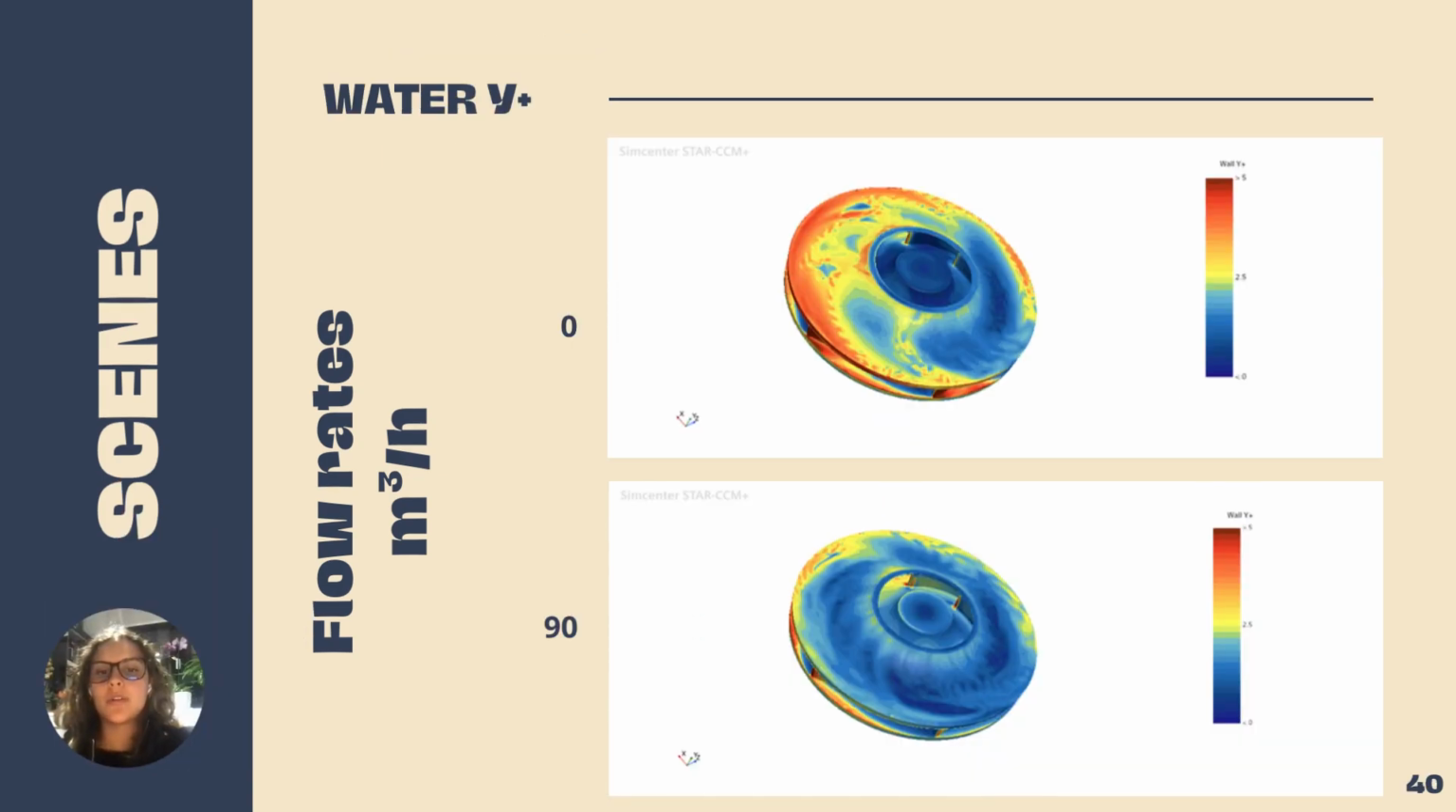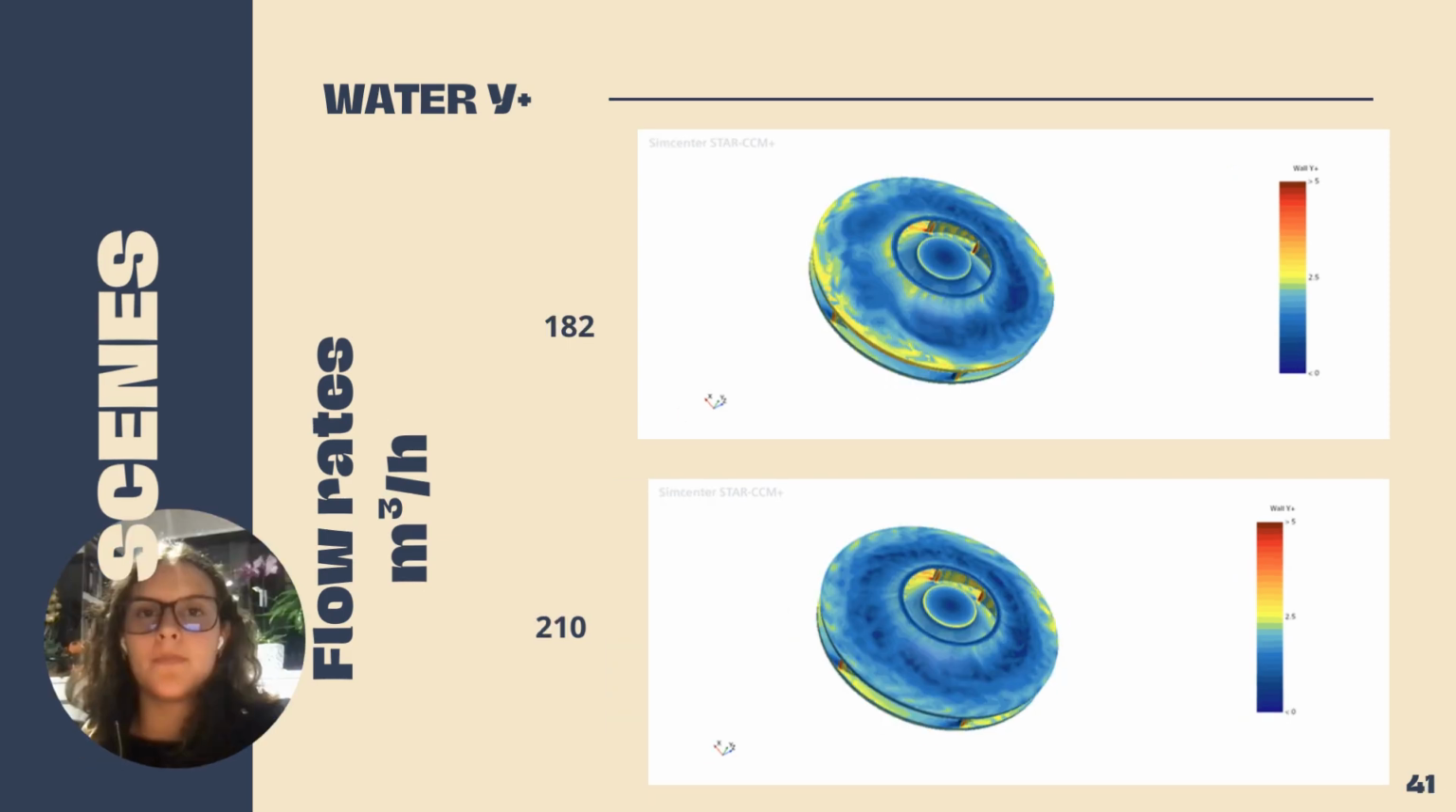In the water wall y plus scene, we can observe that as the flow increases, the areas in which the wall y plus approaches zero increase. This occurs because as the flow increases, the flow velocity increases too, and therefore the kinetic energy changes.